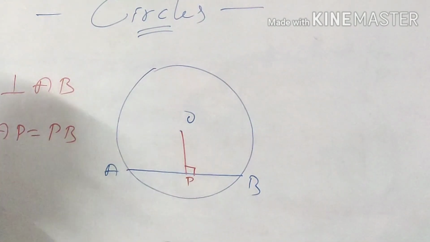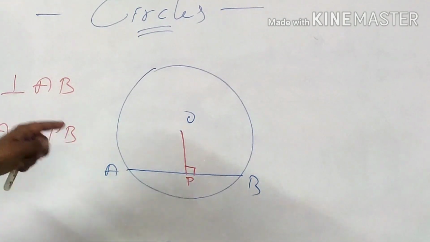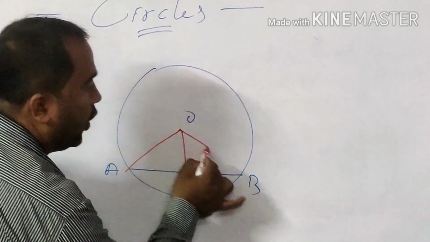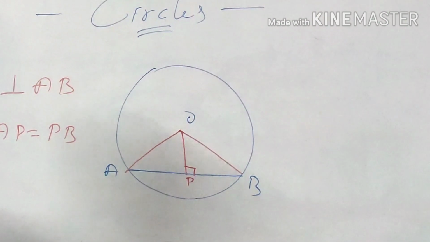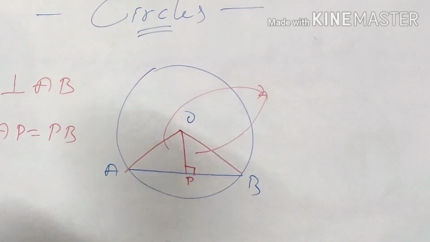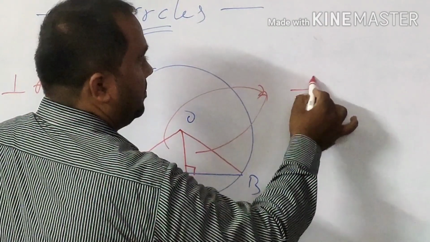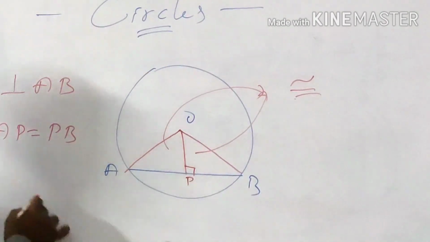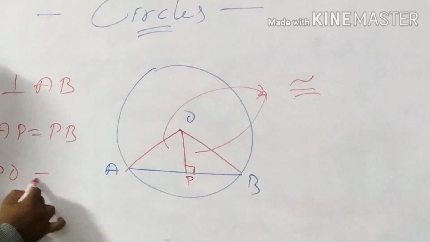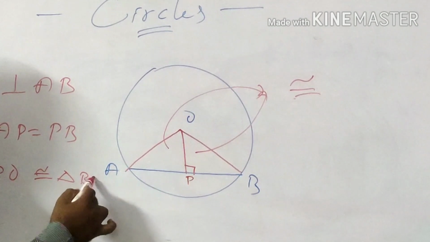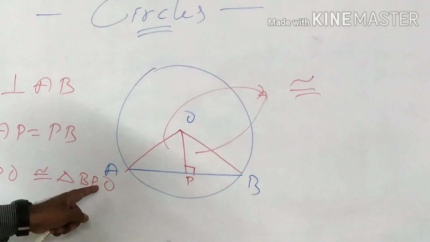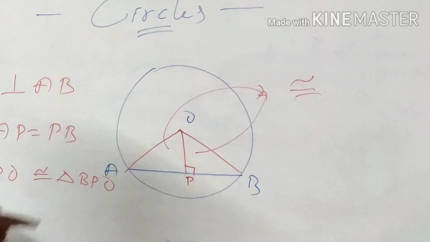Now, in the exam, this theorem won't be asked directly. Some questions will be framed, like if I join OA and OB, do we have any relation between these two triangles? Yes, of course, again they are congruent. Triangle APO is congruent to triangle BPO. Naming is very important. We have to keep the same order in congruency.